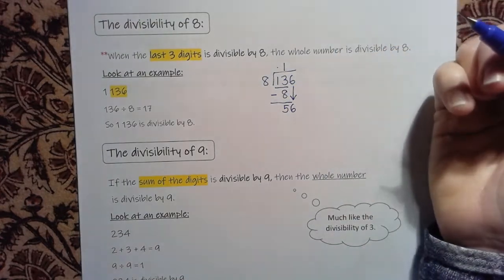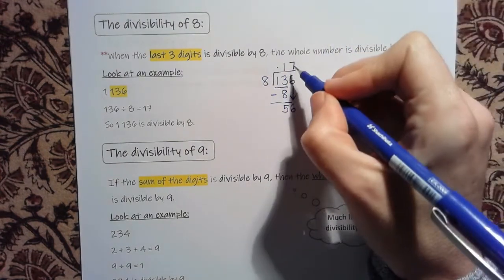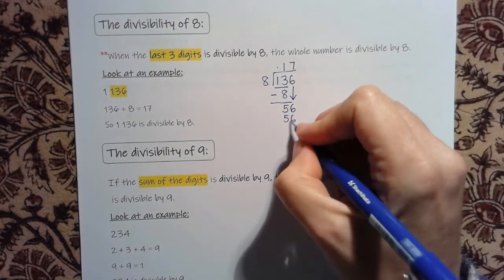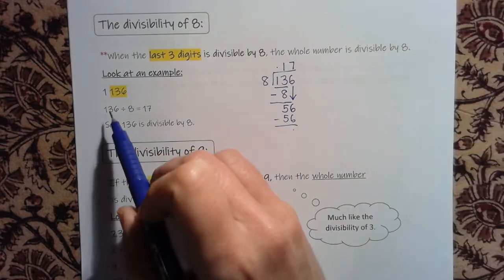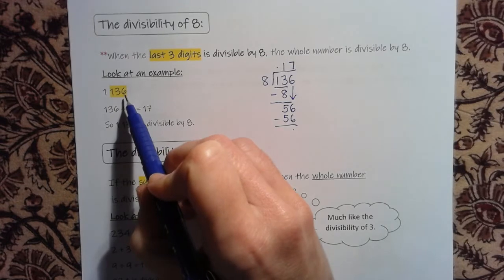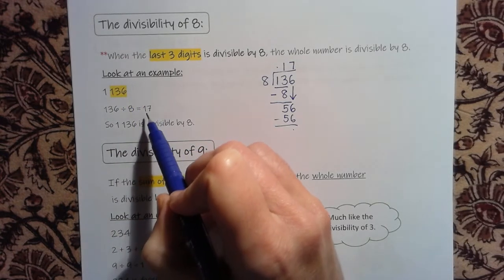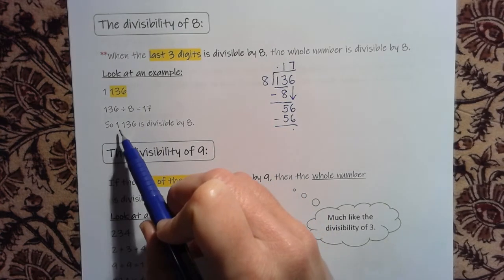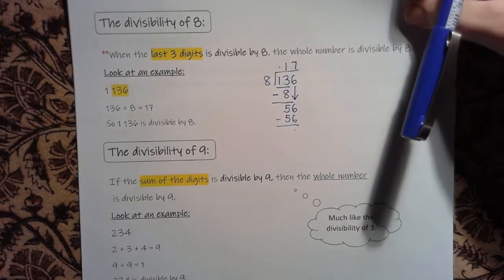Now I need to bring down the next number, which is 6. Can 8 divide into 56? If you know your tables, you will say yes, 7 times. 7 times 8 is 56. And if you subtract that, we've got no remainder. So you took the last 3 digits as a number, you divided it by 8, and you got 17. So that means that 1136 is divisible by 8.